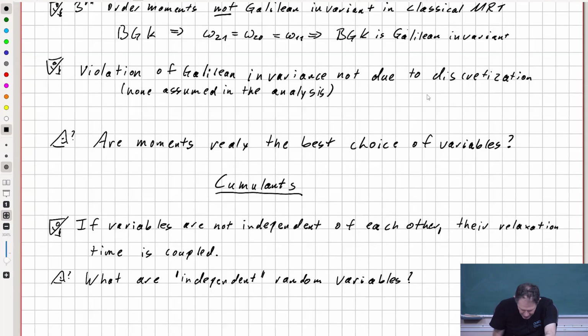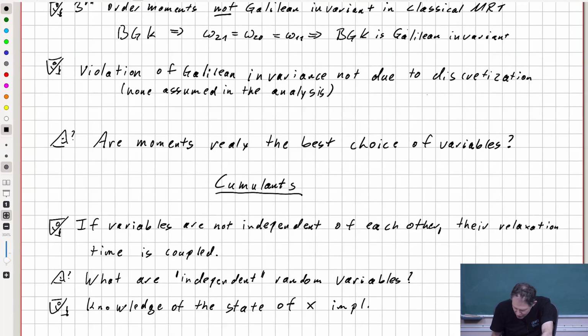So, yes, let us write this down. Knowledge of the state of one variable, say x, implies no knowledge on the state of y.